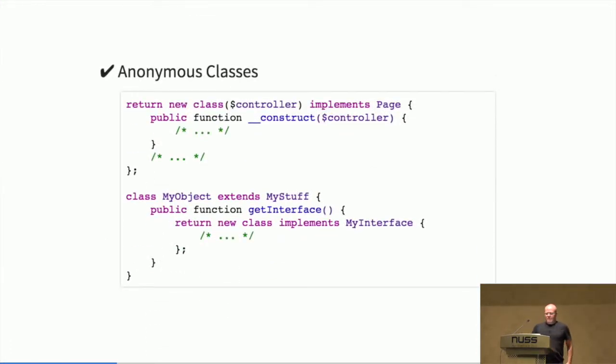Anonymous classes, just like you have anonymous functions, right? You don't have to declare the class anymore. You can just say return new class directly, like that.